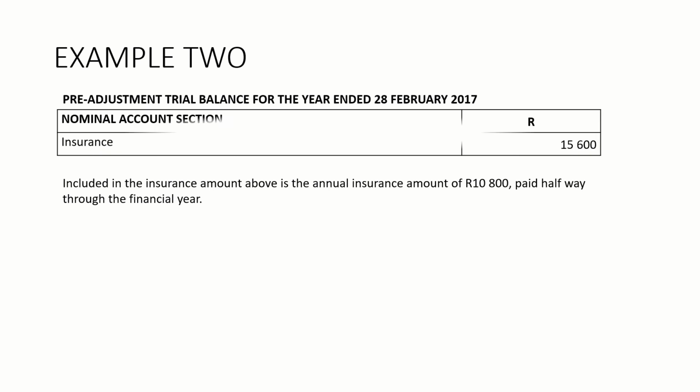Let us look at example 2. Our insurance amount is 15,600. Included in that amount is the annual insurance. You need to pay attention because at times the insurance amount we have paid won't be for a year. It might be insurance for 8 months or 10 months. In that scenario, you need to apportion correctly.